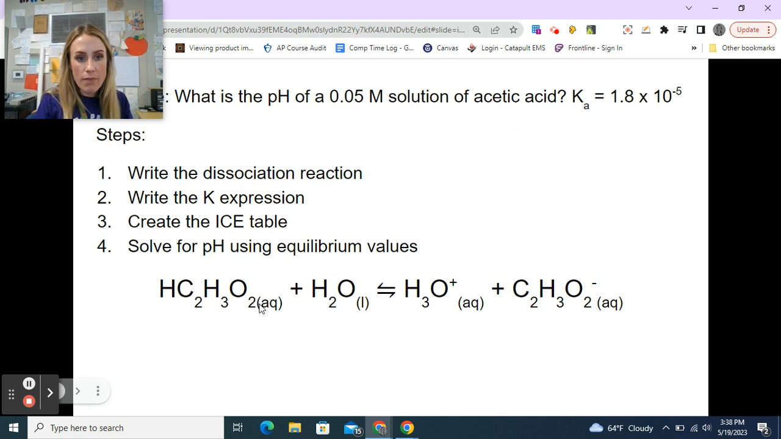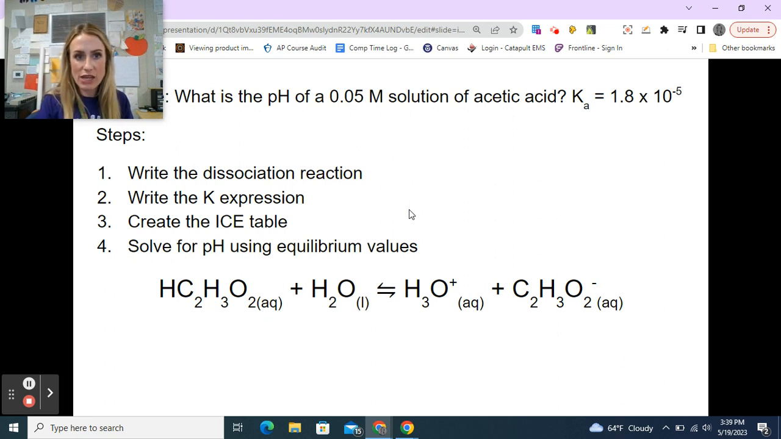Now notice how my acetic acid, my hydronium ion, and my acetate ion, those all are aqueous, right? Now water is a liquid. This is pure water. So because of this, I'm actually not going to include it in my ice table, and I'll show you what I do with that a little bit later when we actually create our ice table. Now let's look at step number 2. We're going to write our equilibrium expression.